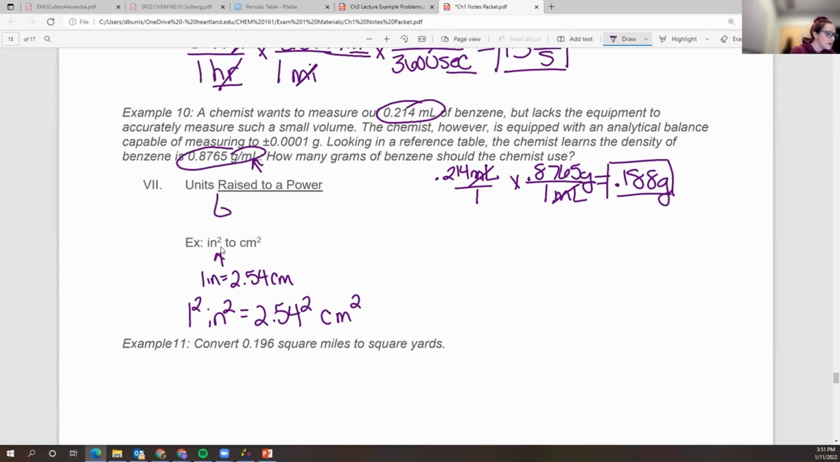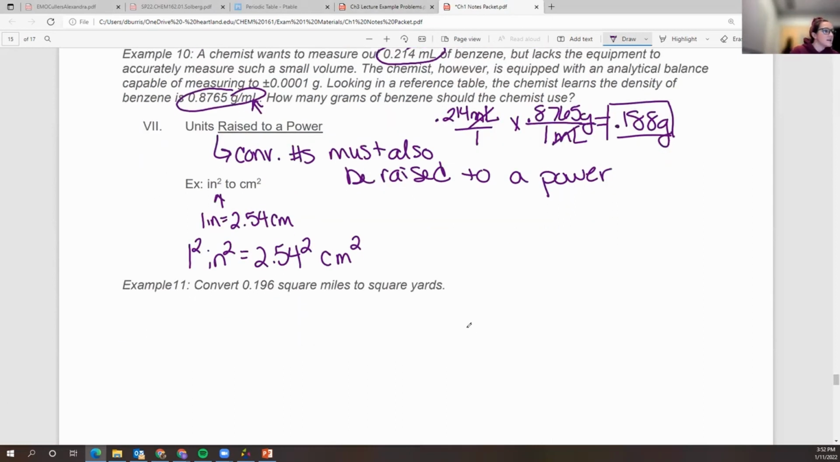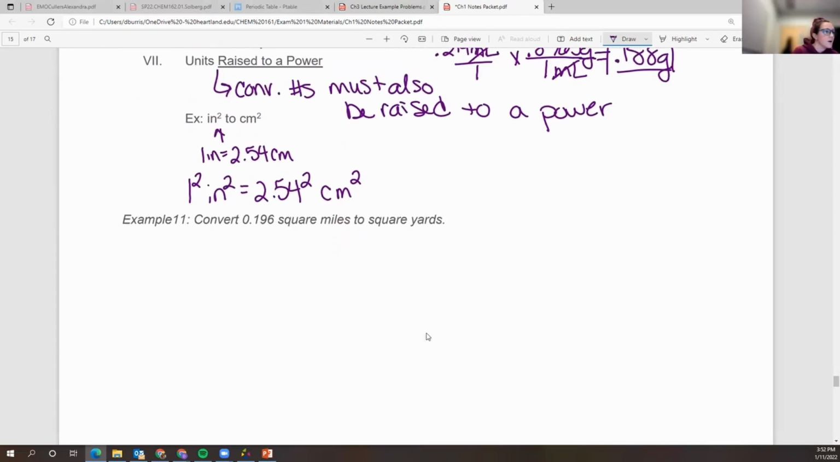So I'm going right here. The conversion numbers must also be raised to a power. All right, so if it's cubic, you need to cube the number. All right, so I'm going to do this example right here. I'm going to convert 0.196 square miles into square yards, okay, based on what I know.